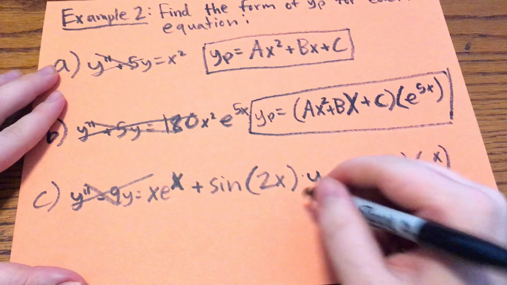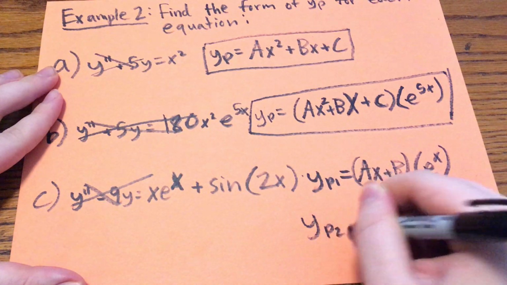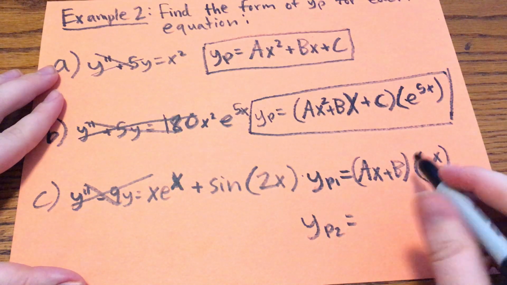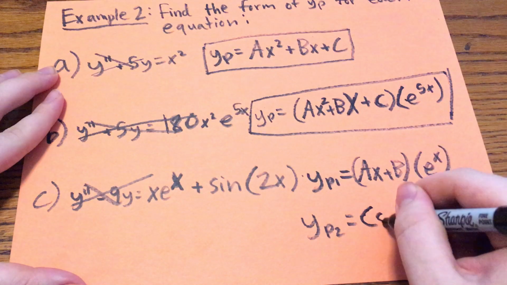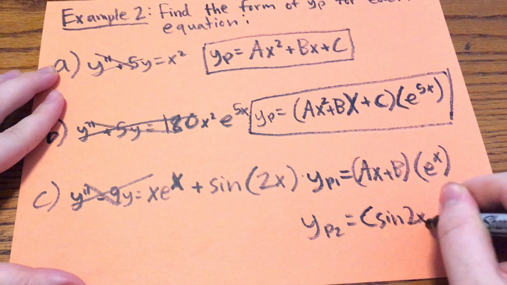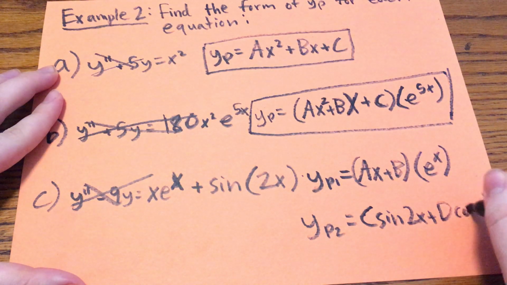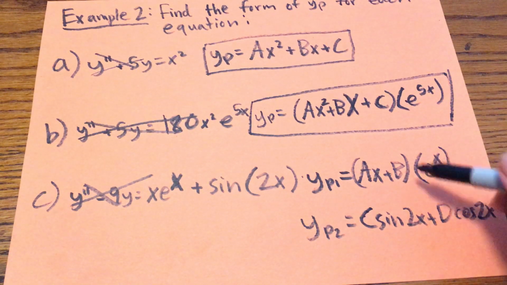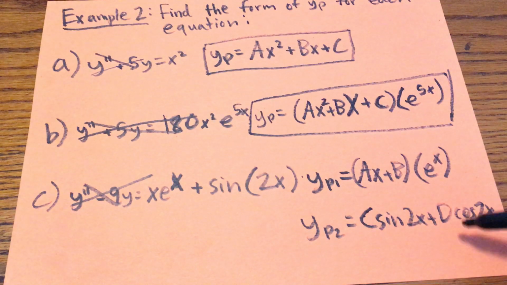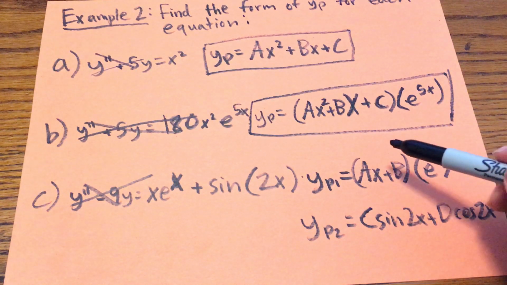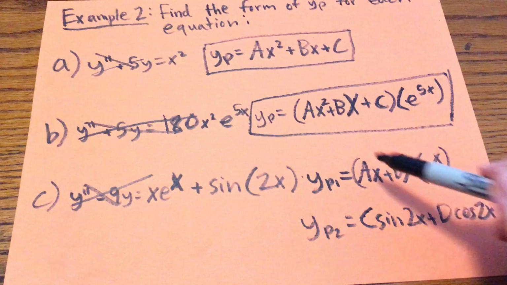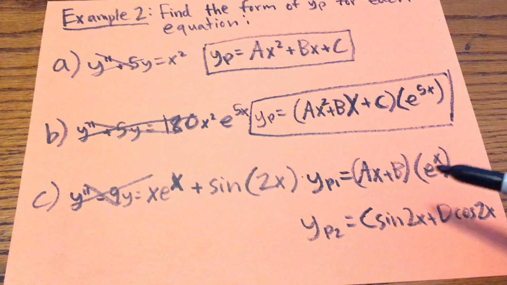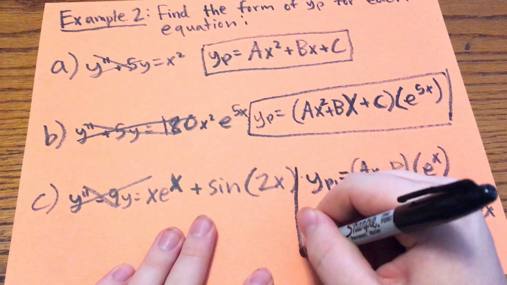And now let's go y sub p2 equals, and let's just write c sine of 2x plus d cosine of 2x. And I hope that these both make sense. The only thing we're adding new here is the fact that we're solving them separately. But we don't need to solve them, we're just writing it in the right form. Okay, so that is our answer for part C.